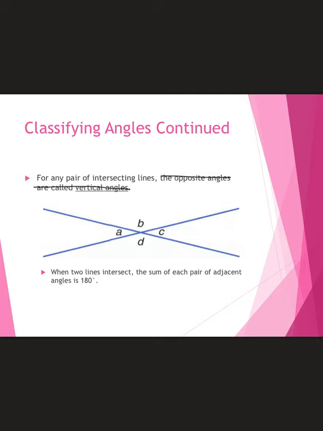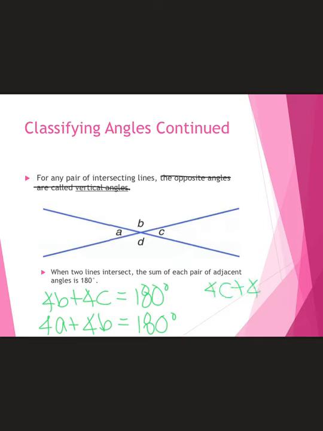Any adjacent angles, so angles that are side by side, are equal to 180 degrees. So that means that when two lines intersect, the sum of the pair of adjacent angles is 180. So here, if you take a look at angle B plus angle C, you should get 180 degrees. Angle A plus angle B should be 180 degrees. Angle C plus angle D should equal 180 degrees. So notice that any way that I do this, I should get 180 with two angles that are side by side.